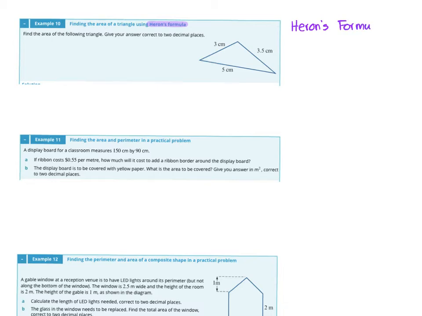Now, Heron's formula is when you have a triangle that's not a right angle triangle and you have all the side lengths. So you might have all the side lengths, but it's not a right angle triangle. So maybe write a little note to yourself, not right angle triangle, because otherwise you would just use half base times height. Okay, so not right angle triangle.